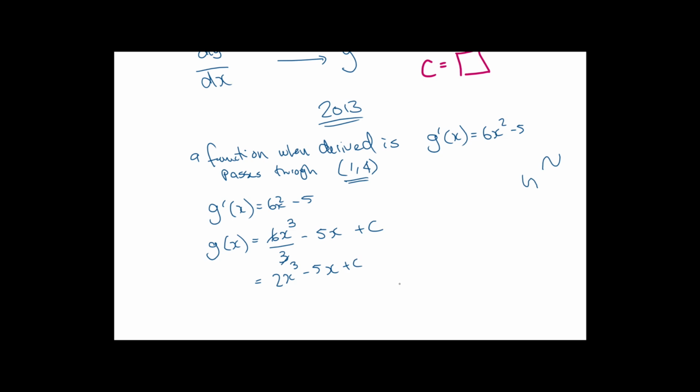We need to know what c is now, and now we're going to take this here. So wherever we have an x, we're going to put a 1. Wherever we have a y, we're going to have 4. So that's g of x. We'll keep it like y there for now. So 4 is going to be equal to 2 times 1 cubed minus 5 times 1 plus c.